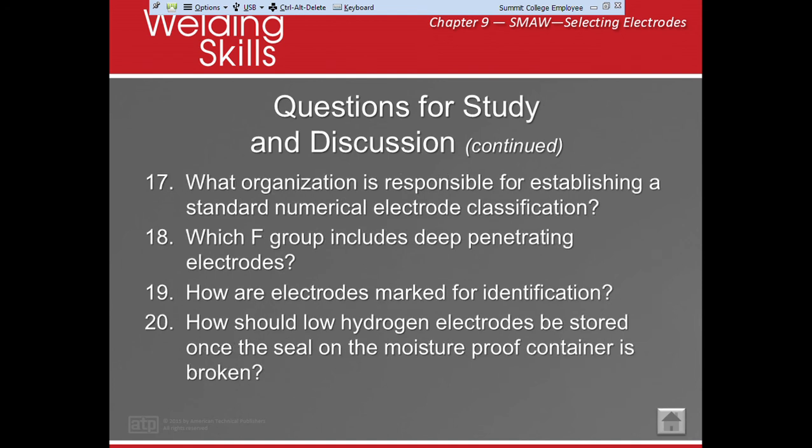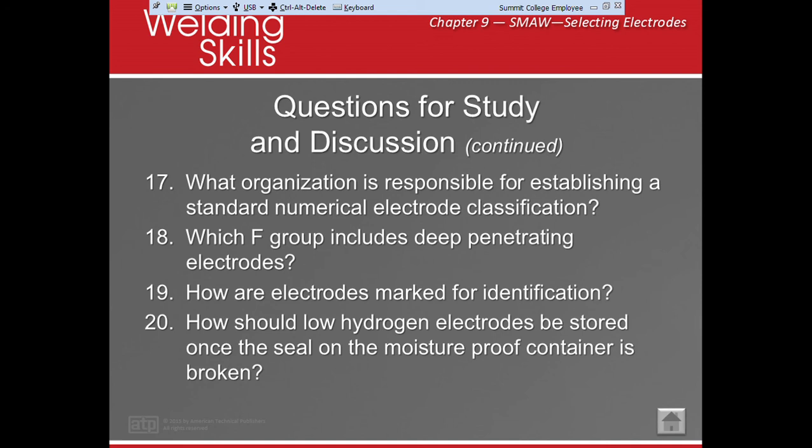All right, what organization is responsible for establishing a standard numerical electrode classification? AWS, or the American Welding Society. Which F group includes deep penetrating electrodes? That would be F3 or fast freeze like E6010 electrodes. How are electrodes marked for identification? Well, they are imprinted with the classification number on the end.